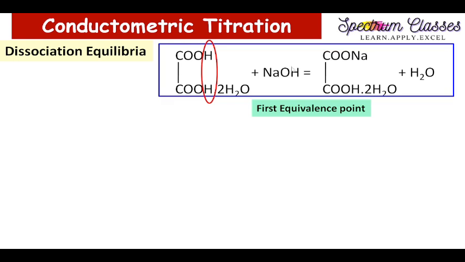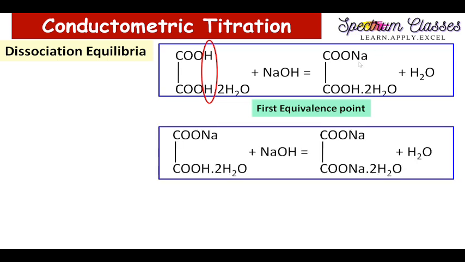Here this reaction shows the first equivalence point, when one H is removed by sodium. In some texts you will find COO minus Na plus, so this is a salt actually. After removal of one proton, this species further dissociates its second proton, and here we get disodium oxalate. This is how we get the second equivalence point.